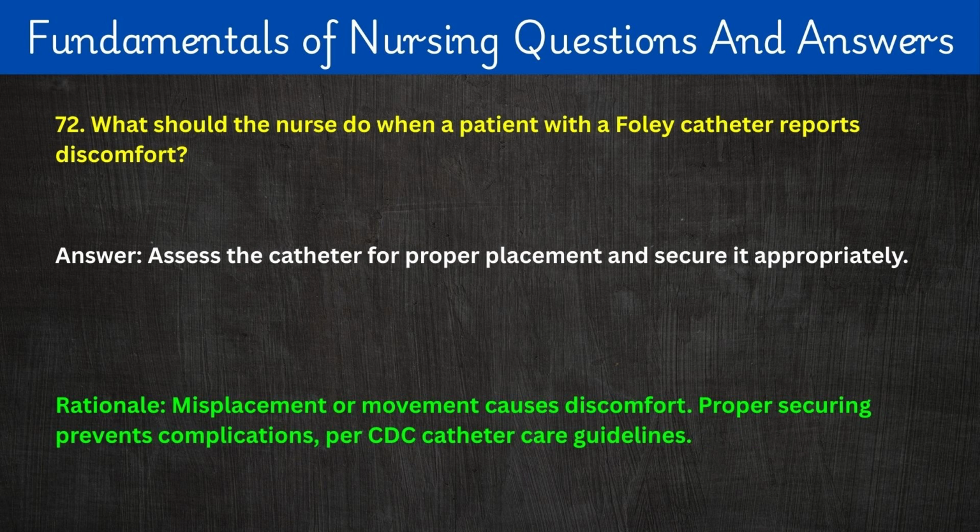72. What should the nurse do when a patient with a Foley catheter reports discomfort? Answer: assess the catheter for proper placement and secure it appropriately. Rationale: misplacement or movement causes discomfort. Proper securing prevents complications per CDC catheter care guidelines.